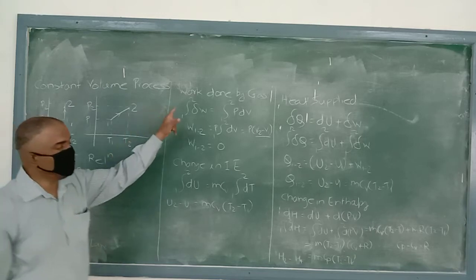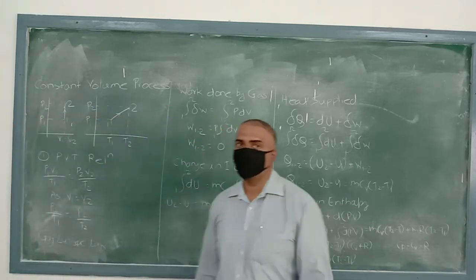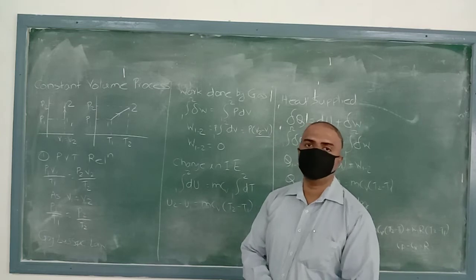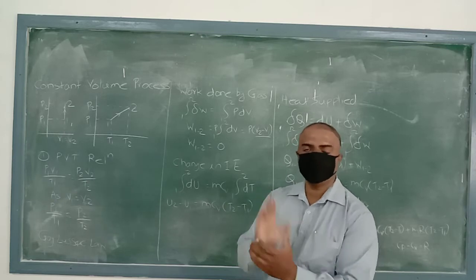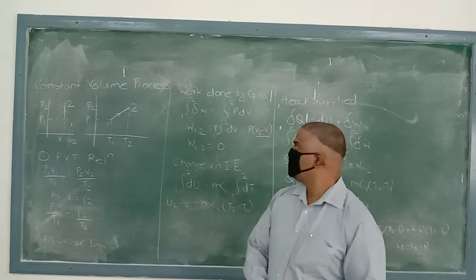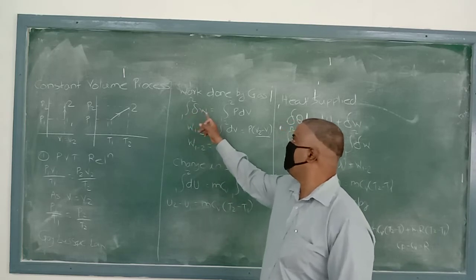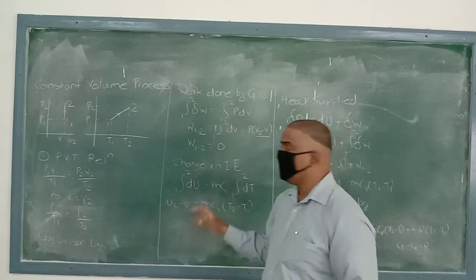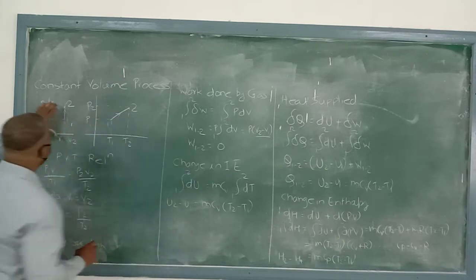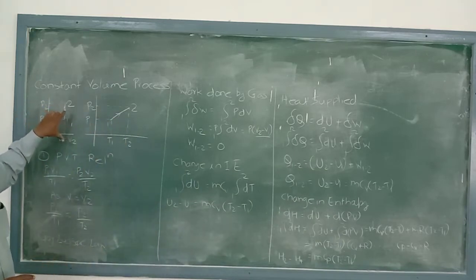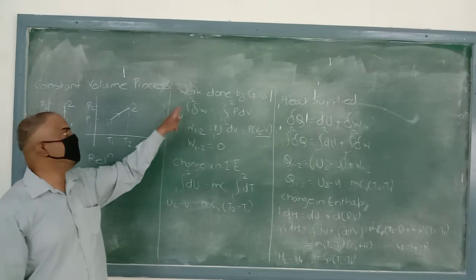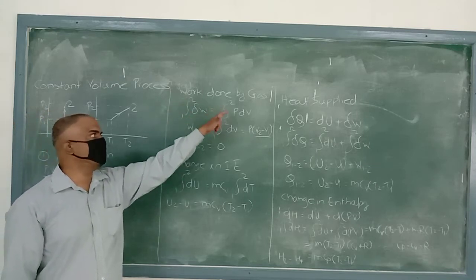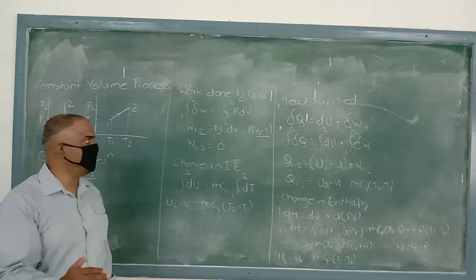Next, second, we are going to calculate the work done. We know that W is equal to P into dV. So this is the small amount of work done. So I have written here delta W is equal to P into dV. Now I have to calculate the total work done during this process. So I have to integrate this equation between 1 to 2. That's why I have written the integration from 1 to 2 of delta W is equal to the integration from 1 to 2 of P into dV.